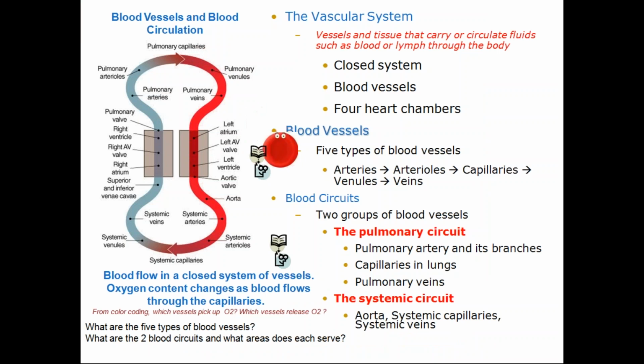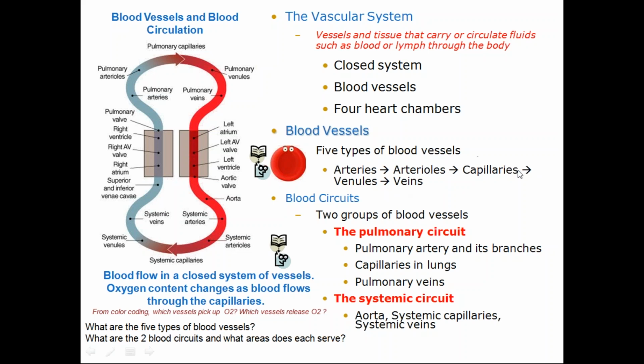Okay, so here we have the review of blood vessels and blood circulation. What we need to remember and remark very much are the five types of blood vessels: the arteries, arterioles, capillaries, venules, and veins. So arteries become more narrow and narrow as they go distally, turning into arterioles and then capillaries. Then venules start to come together and form the veins.